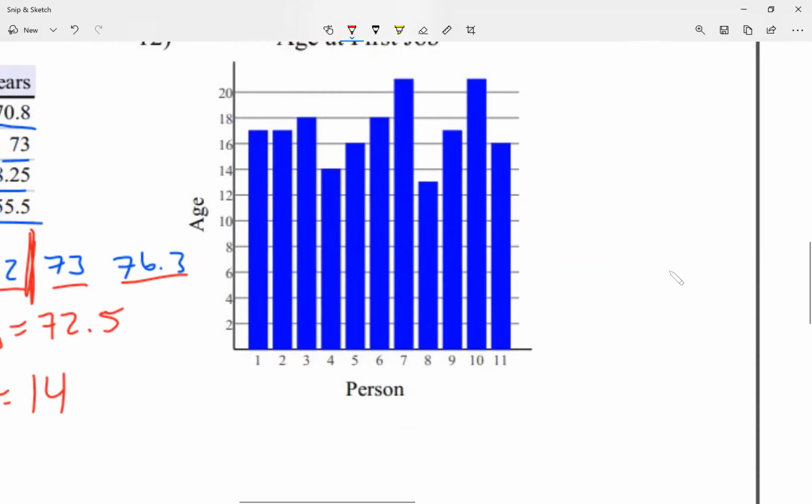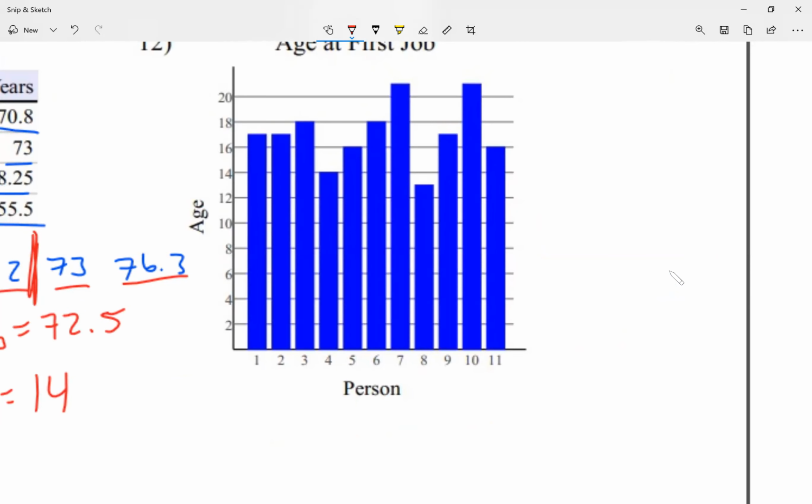Let me put my numbers in order. Remember that the numbers here at the bottom are just names. I'm looking at the first bar. It's actually 17, because notice how it's between 16 and 18. I know I'm comparing the age at first job from 11 different people. So let me put them in order from small to large. The smallest bar happens to be in between 12 and 14, so I'm just going to call that 13.